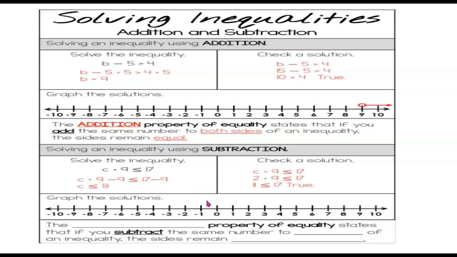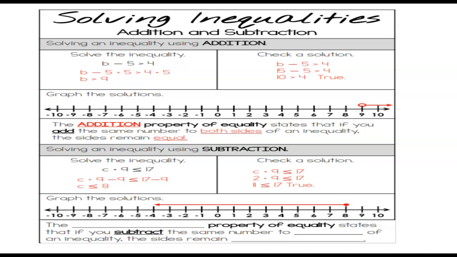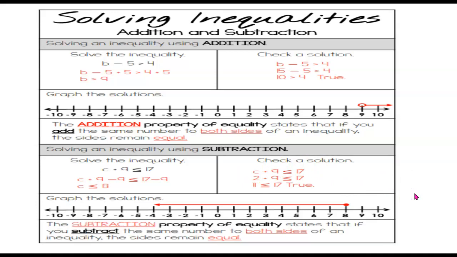When we graph this solution using the less than or equal to sign, we will include the solution of 8. So we will put a closed circle over the 8 and shade going toward the left to represent less than. Remember, the subtraction property of equality states that if you subtract the same number from both sides of an inequality, the sides remain equal.